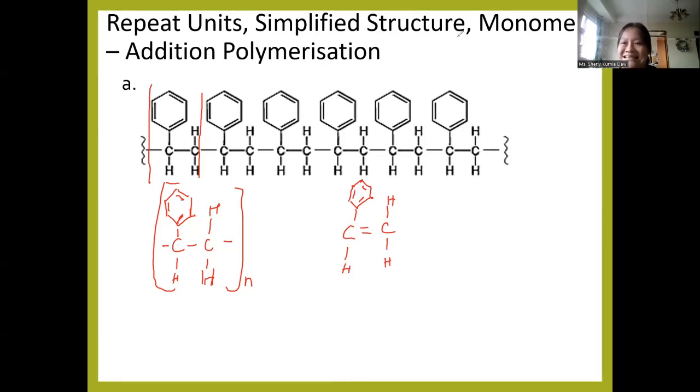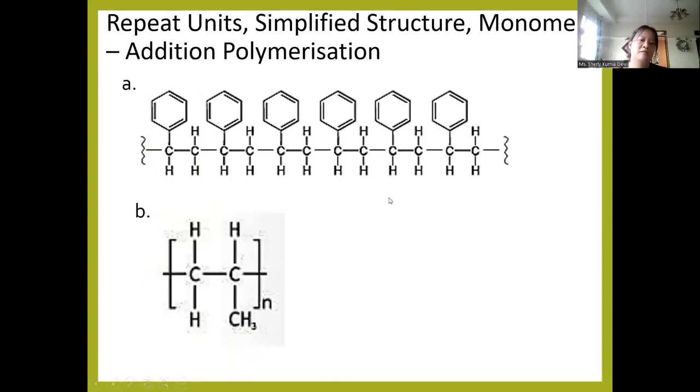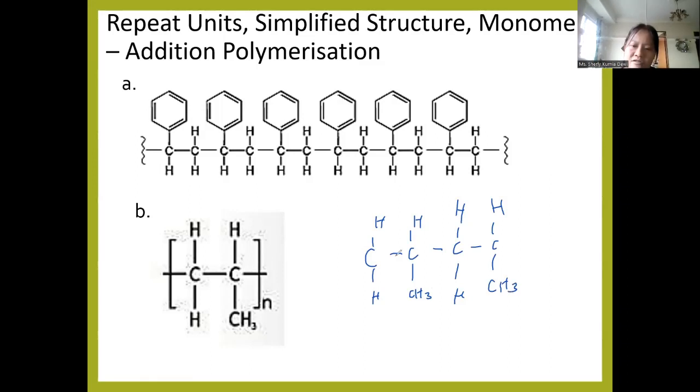Okay, other example. This is the polypropylene. If I ask you to draw the real structure of this one, actually it will be like this. And you can add more here, and so on. You can add more of it.